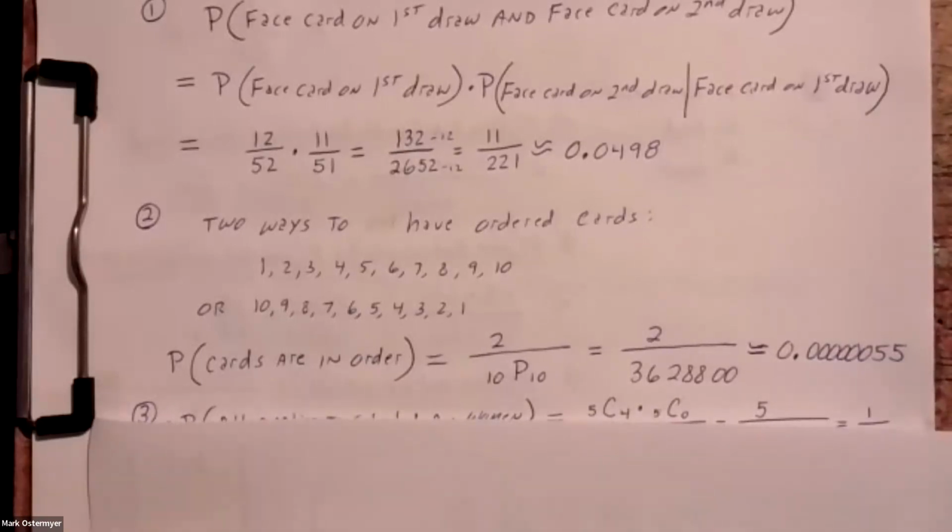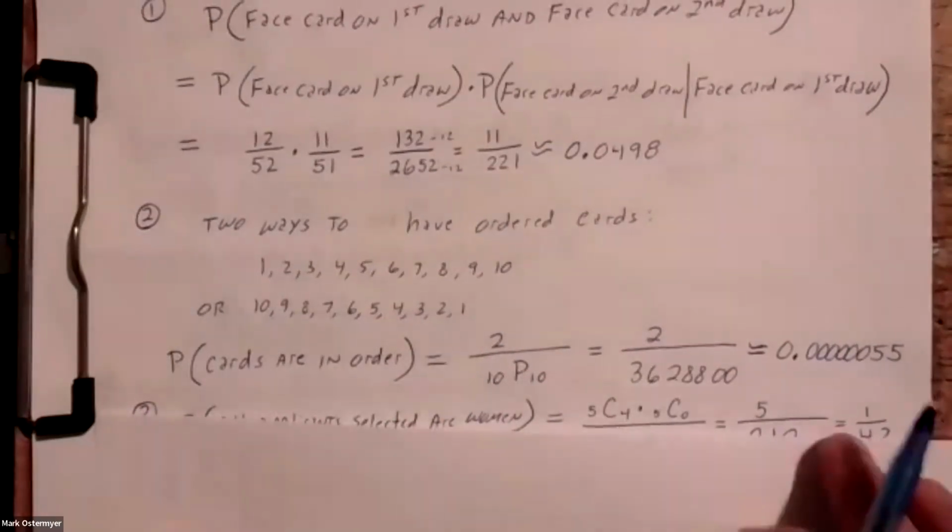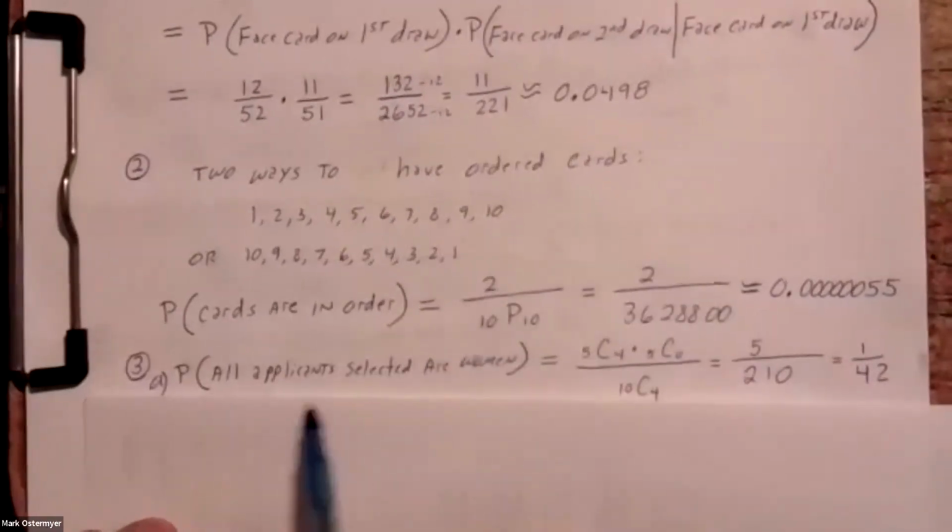All right, problem number 3. A university received 10 applications for 4 scholarships. If 5 applicants are men and 5 applicants are women, find these probabilities. A, what's the probability that all applicants selected are women? So what's the probability that all applicants selected are women?